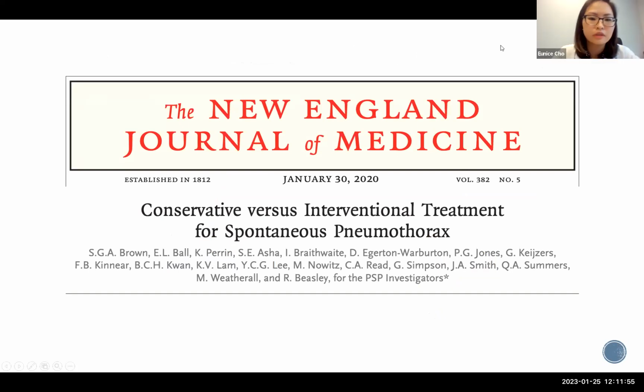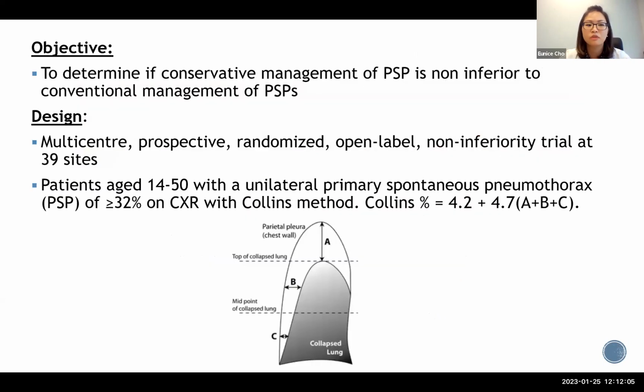So there's actually a study from the New England Journal of Medicine that was published in 2020, really supporting that a conservative approach for spontaneous pneumothorax is okay. The goal of the study was to determine if the conservative management of primary spontaneous pneumothorax was non-inferior to conventional management of primary spontaneous pneumothorax, referring to any kind of invasive measures.